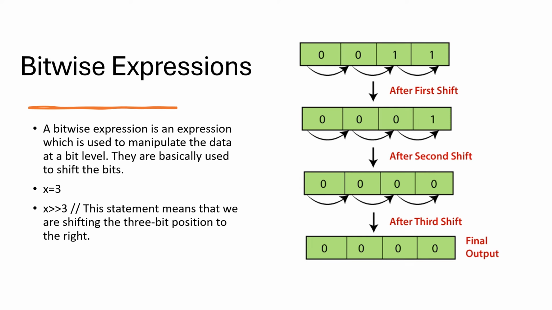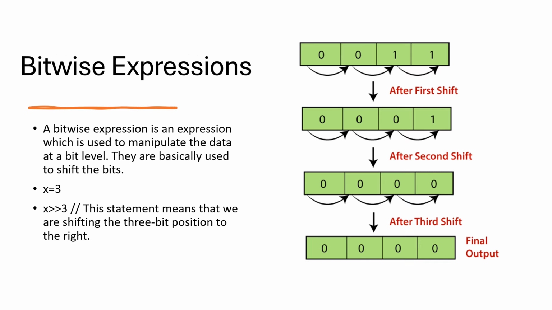Now, bitwise expression. What is it? We already saw the bitwise operators: bitwise and, or, not, left shift, right shift, everything we saw in the bitwise operators. Same thing here. A bitwise expression is an expression which is used to manipulate data at the bit level. Here is one example: x is equal to 3. x is going to shift 3 bit positions to the right, that is x right shift 3 places.